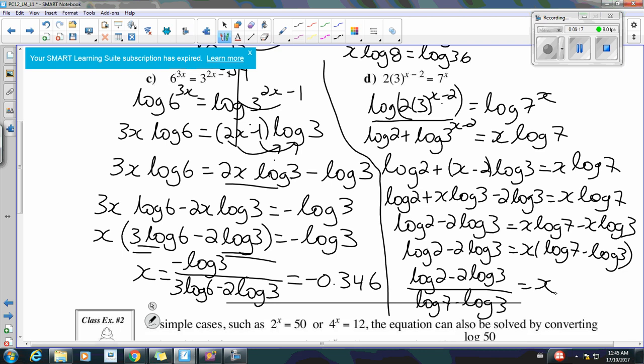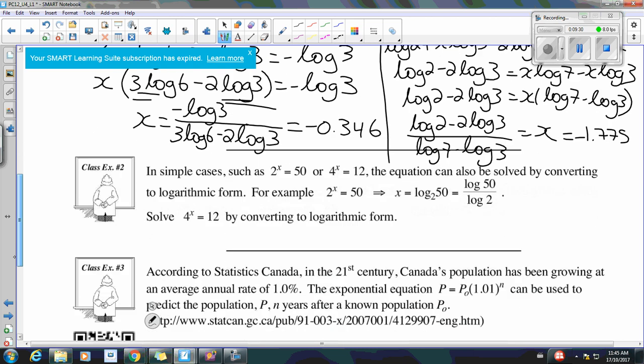So there we have x, and again we could use our exponent or log laws to simplify it, but I'm out of room here, so we're just going to type this into our calculators, and we get negative 1.775. So the next example we covered already.